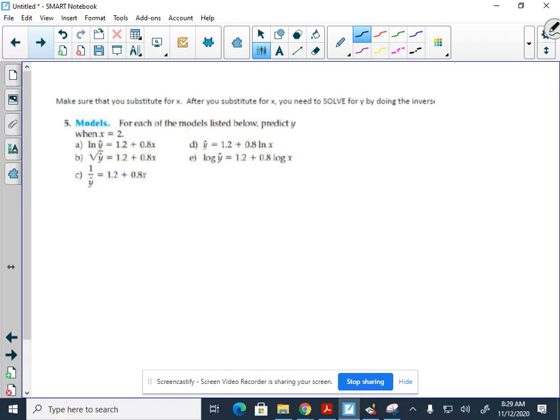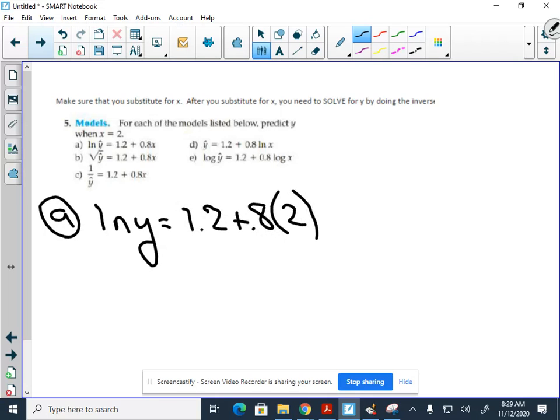Okay, so, I don't know. Do we need to do all of these? Maybe just a couple. I don't know that I want to do all of these. I'll do a couple for like A. It says ln. We didn't do one like this. ln of y equals 1.2 plus 0.8 times 2. So one of the things, in terms of doing these, I do have an answer key posted, so you can check all these. Hopefully I have all these correct on there.